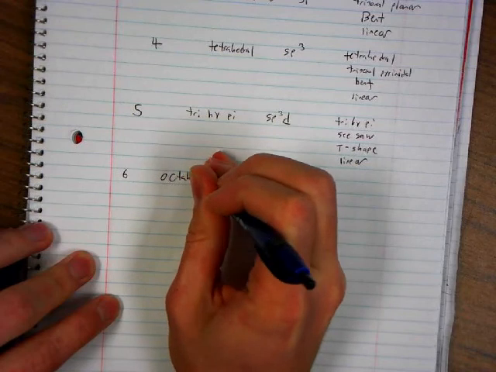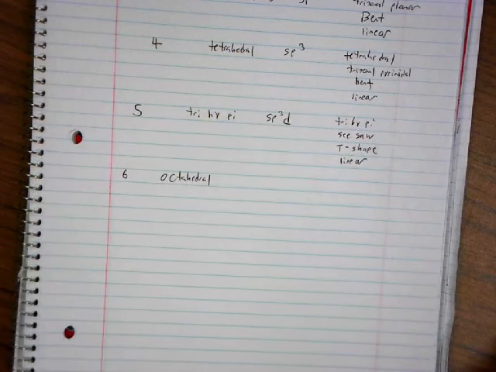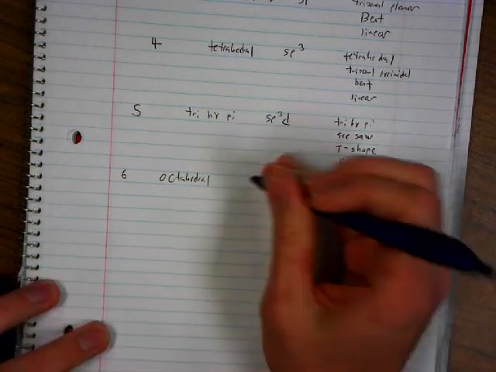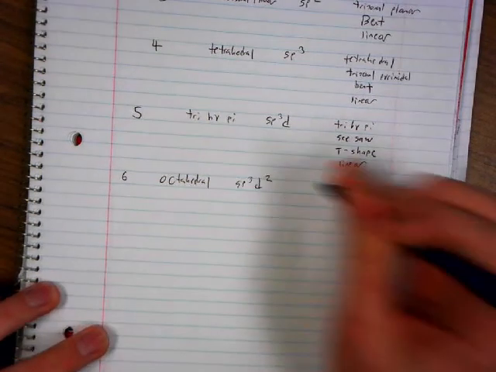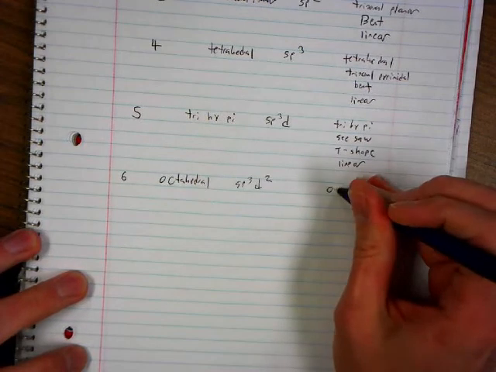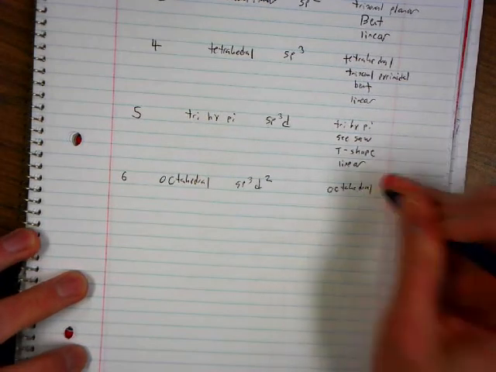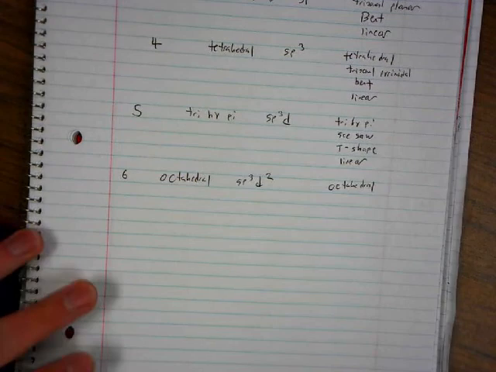And then let's go to 6 for octahedral. Or if you want to do your square bipyramidal, I'm fine with that. Let me flip back to my page. So I am at SP3D2. So my first one is octahedral. Here's my octahedral.